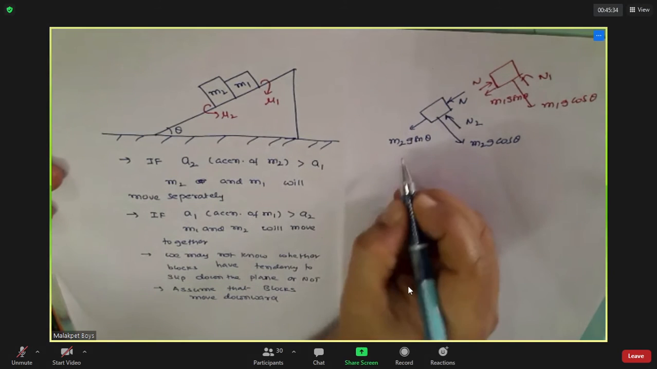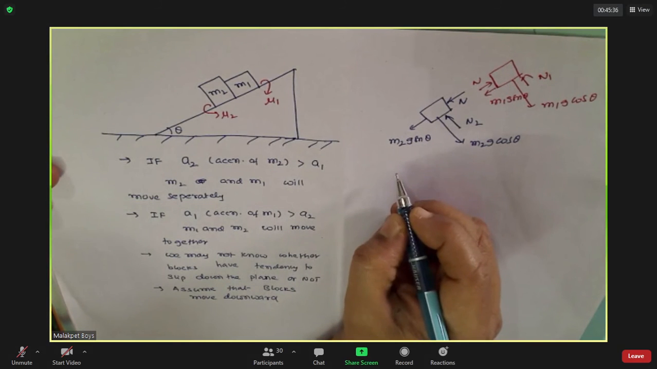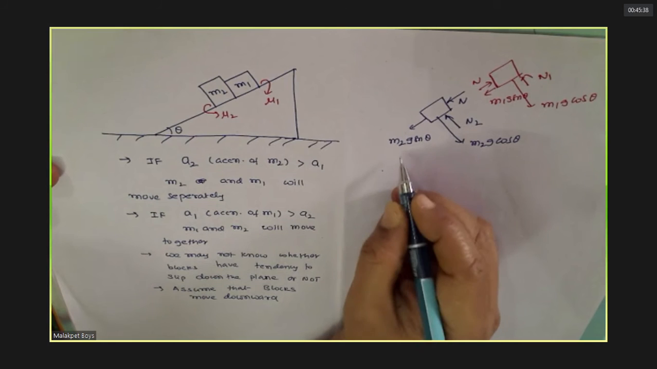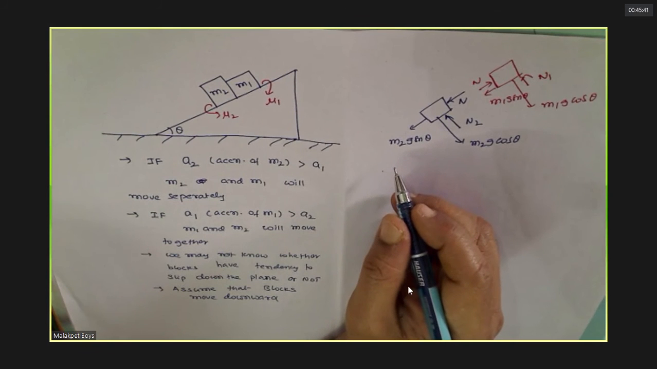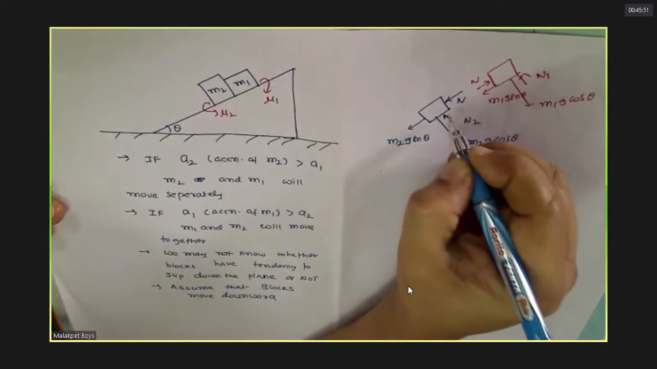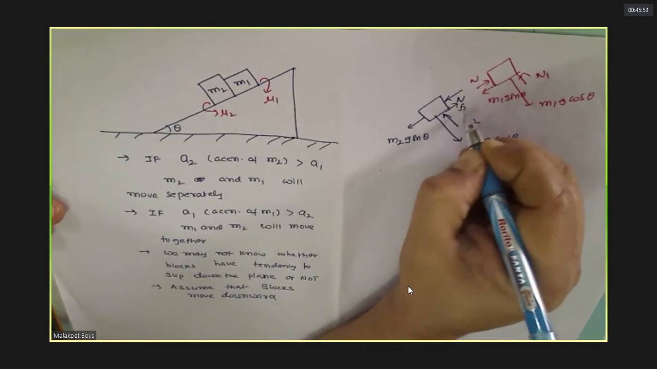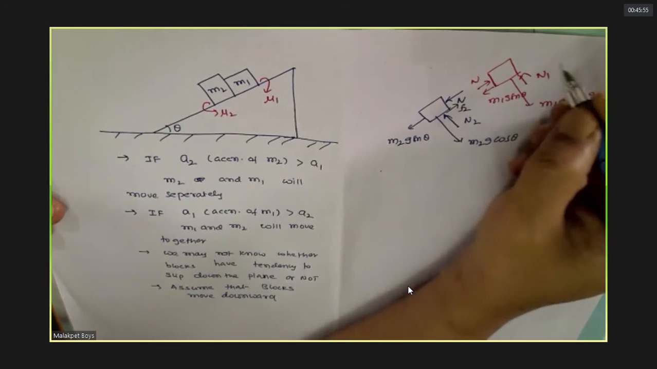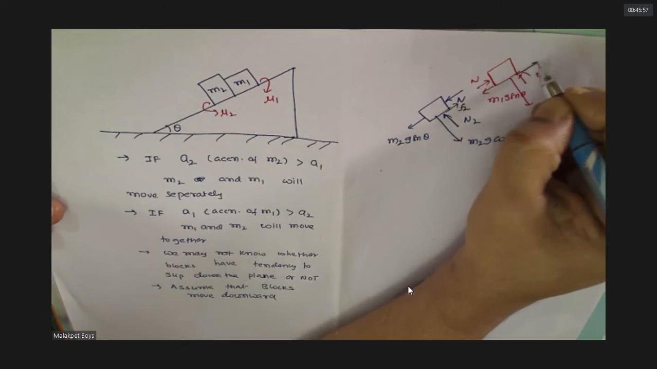Right. Now for this block, what is that you have? Friction will also act now. What is the direction of friction? Upward. Do you agree with this? Yes, sir. On this also it is upward.